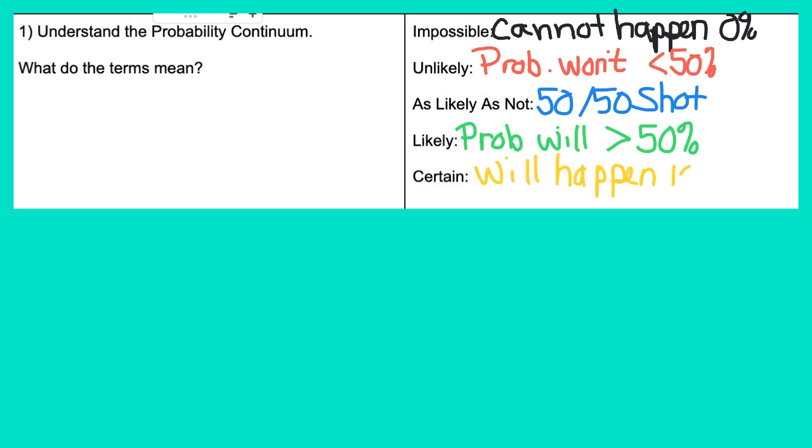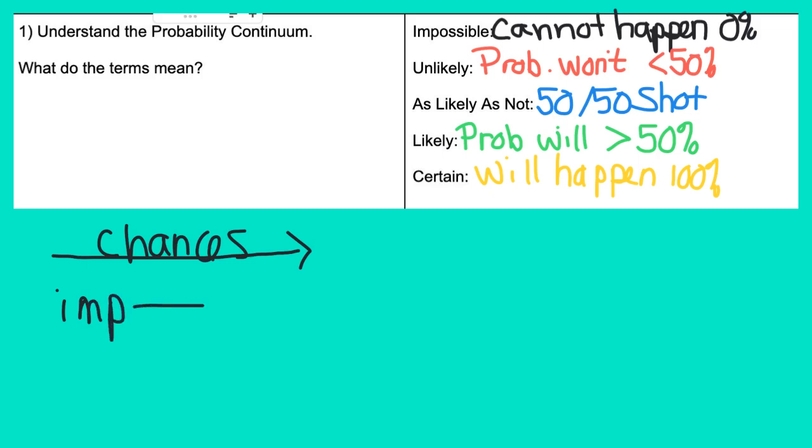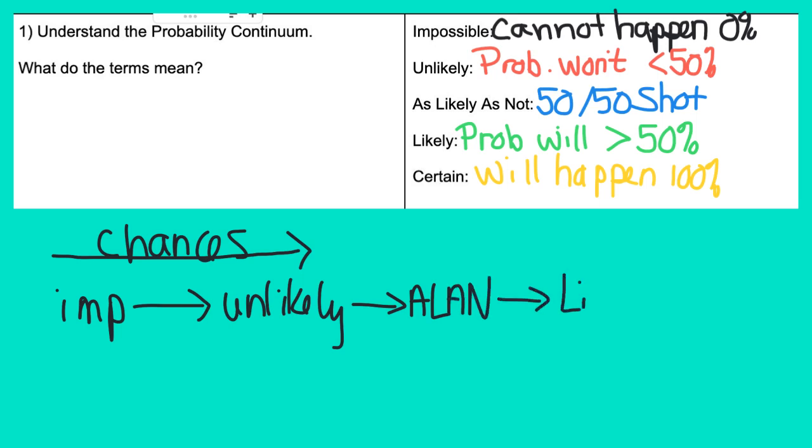It has 100% chance. Now, it's called a continuum because it goes like this. As my chances increase, we're going to move along this line. So we're going to move from impossible. If we get a little more chance, it will become unlikely. A little more chance will be as likely as not. A little more chance will be likely until we have a perfect certainty that something will happen. All right, so you're going to want to pause this and catch up to me before you go on to the next question.